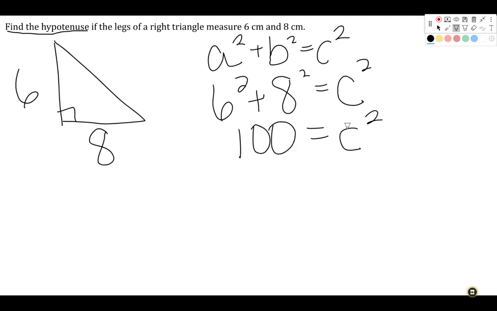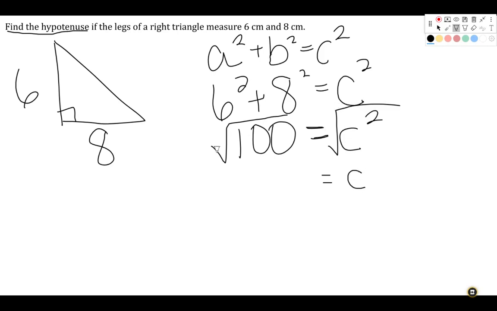The way in math that we get rid of squaring something, we do the inverse operation to solve for c. C is the hypotenuse. So to get c by itself, I have to get rid of squared. To do that, I'm going to square root, and whatever I do to one side, I have to do the other to keep it equal. So I square root both sides. These cancel, and your c comes down.